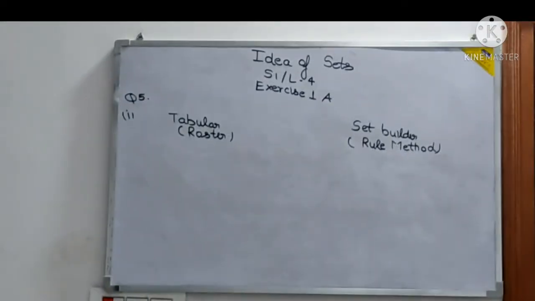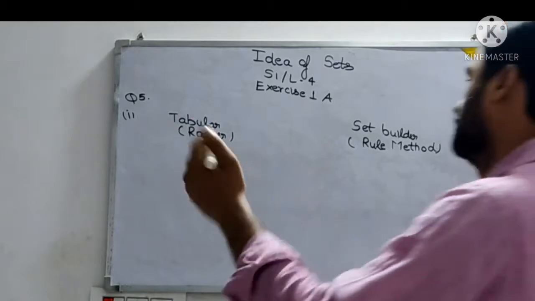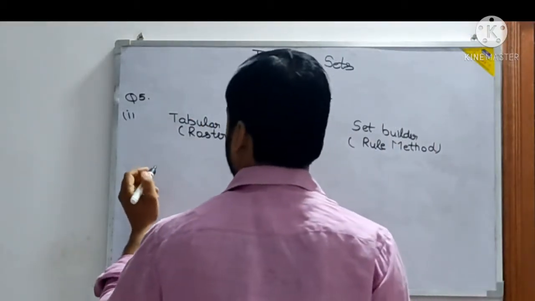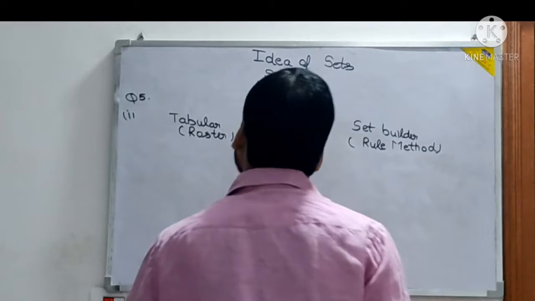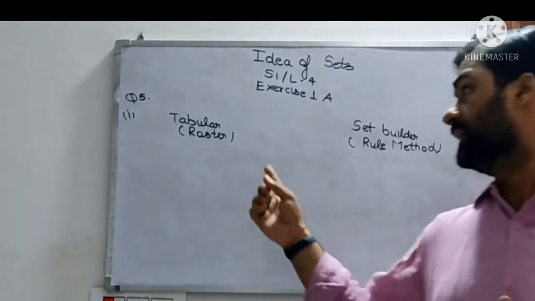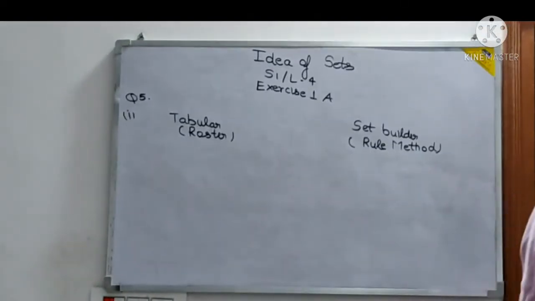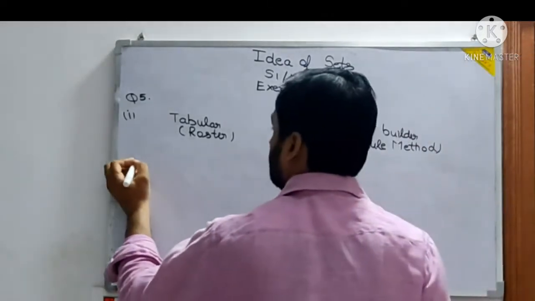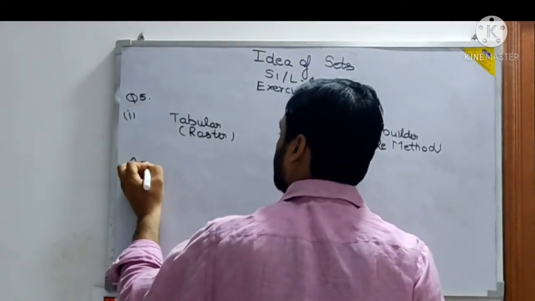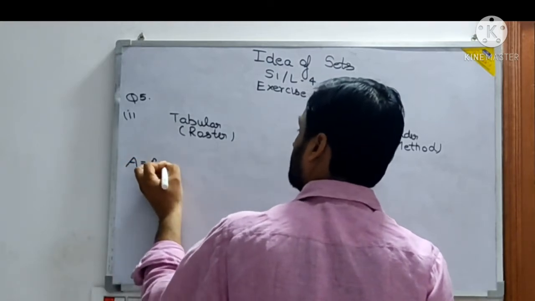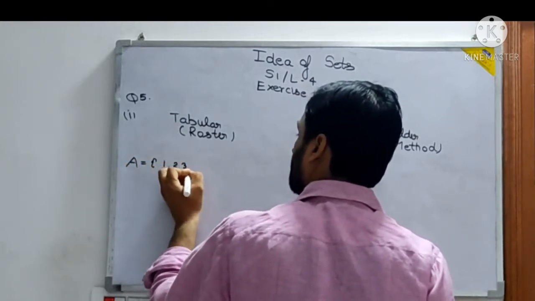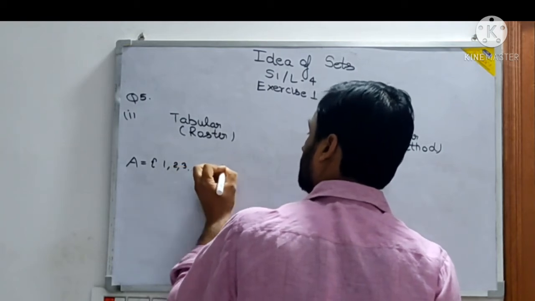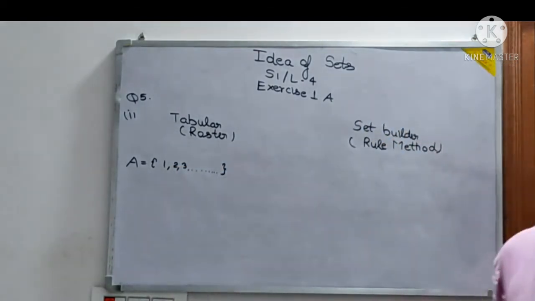Now let's see the question. Set of positive integers. You know that in the tabular or roster method only the elements are written, separated by commas. Positive integers means 1, 2, 3 and so on. This is basically an infinite set. Yes or no?